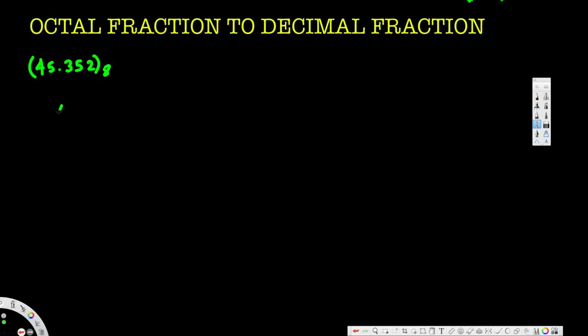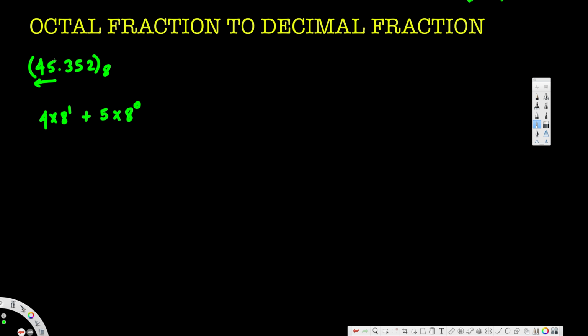the integer first. We have 45, that is the integer. Let's pick up from backward. For the integer we go from backward, like from here to here. So we multiply the first number by 8 power 0 because the base is 8 for octal. So we multiply this one by 8 power 0, and the second number we multiply, that one with 8 power 1.